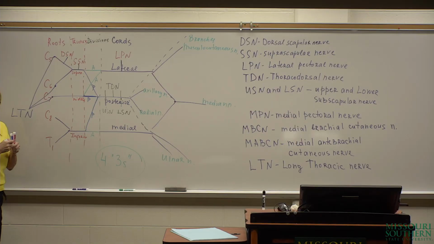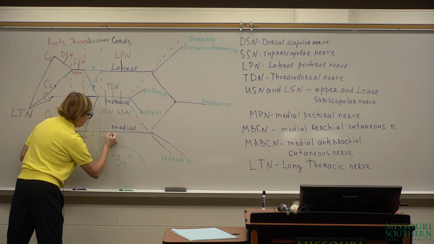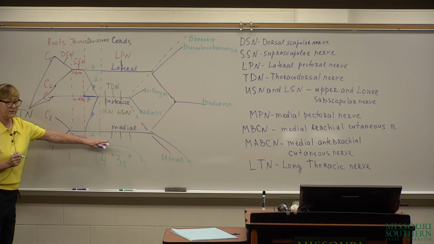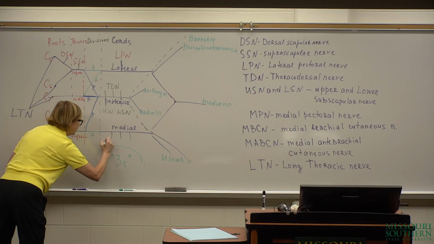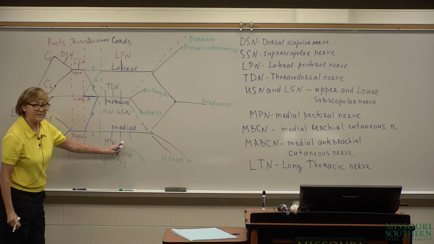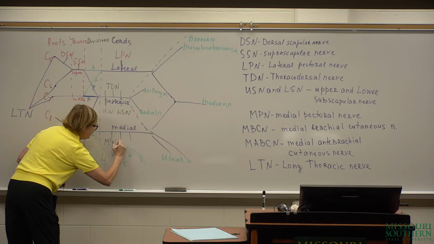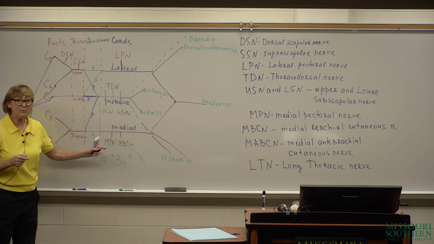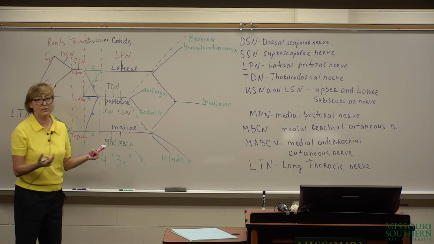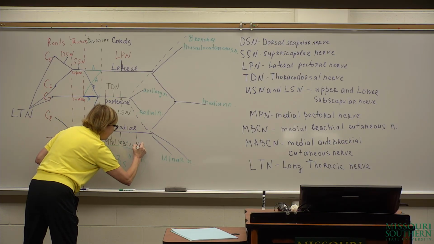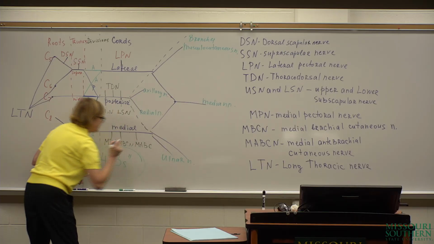And the last 3 comes from the medial cord. 1, 2, 3. The first is the medial pectoral nerve. The one in the middle is the medial brachial cutaneous nerve. It's a long name, however, the name of the nerve gives you the function of the nerve. And the third is the medial antebrachial cutaneous nerve.